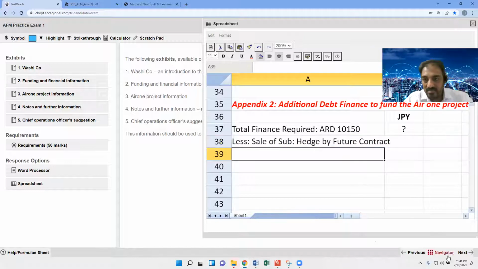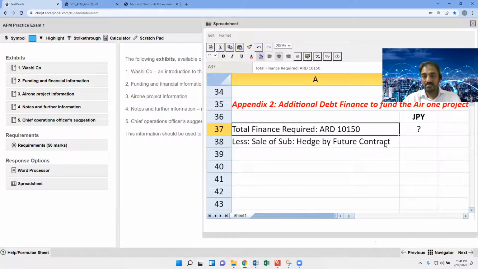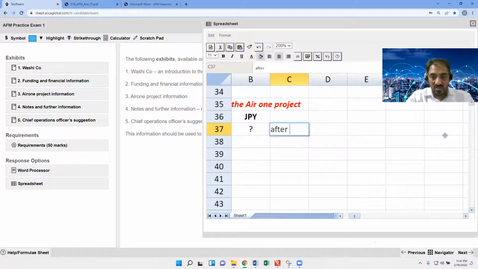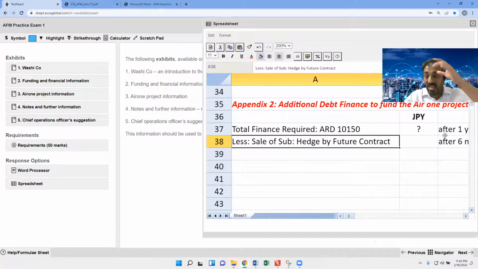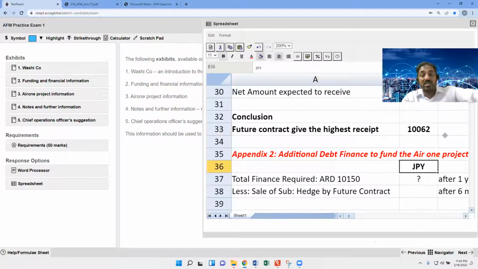But do remember, whatever amount you have worked out is based on after 6 months, but here we require the amount after 1 year. This amount is after 1 year, this amount after 6 months. So the examiner mentioned here, with the question context, whatever amount we receive through the hedge for the sale of subsidy, we will deposit the amount accordingly. Means this amount 10,062 will be deposited for 6 months and then worked out accordingly.